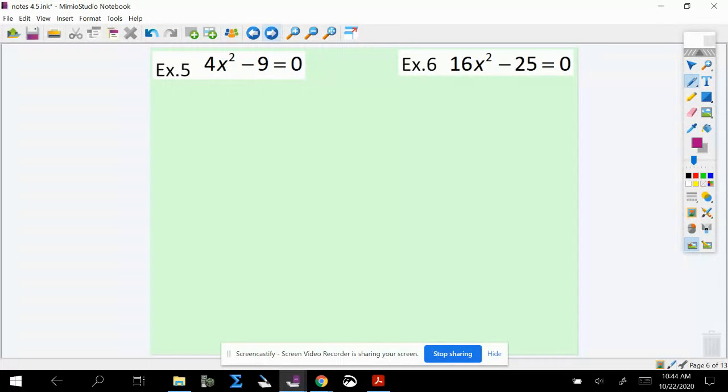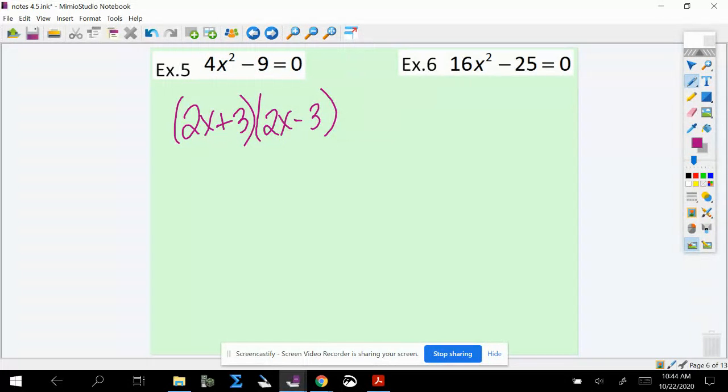Here are a couple difference of squares. So first thing I notice is they're in standard form. I don't have to move anything around. It is 2 terms with a minus sign, and everything is a perfect square. So this is going to factor 2x plus 3, 2x minus 3.